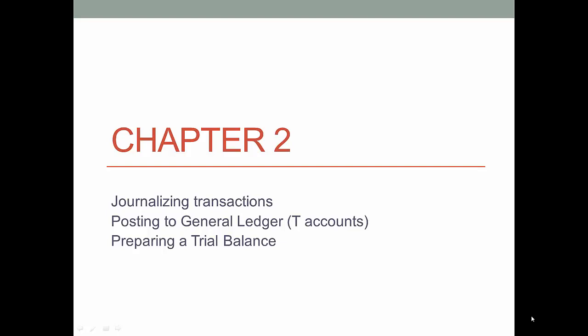Okay, so now let's look at Chapter 2, Journalizing Transactions, Posting to the General Ledger, Using T accounts, and Preparing a Trial Balance. We had used the accounting equation for these same entries earlier, but we learned through looking at the accounting equation that's a cumbersome way to keep your records. So now we're going to look at how companies truly do keep their records.